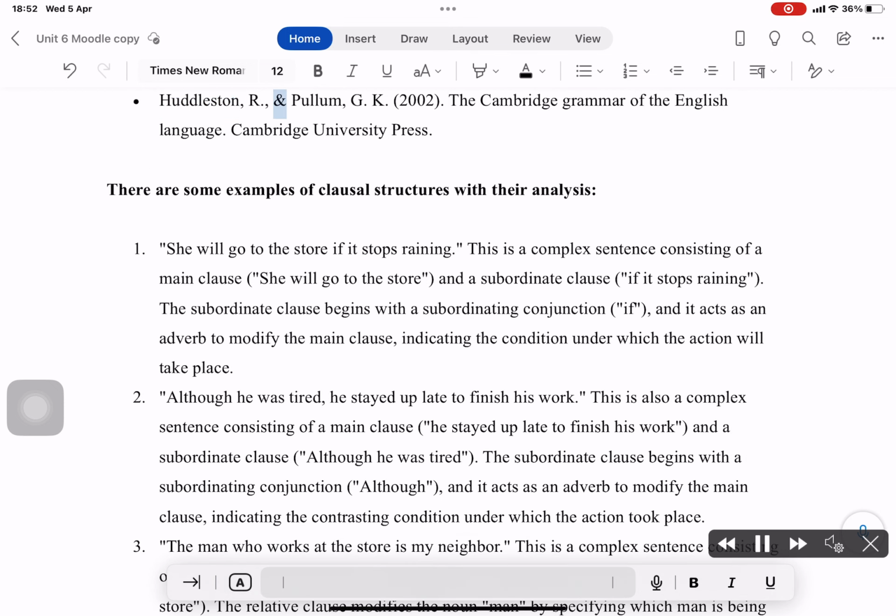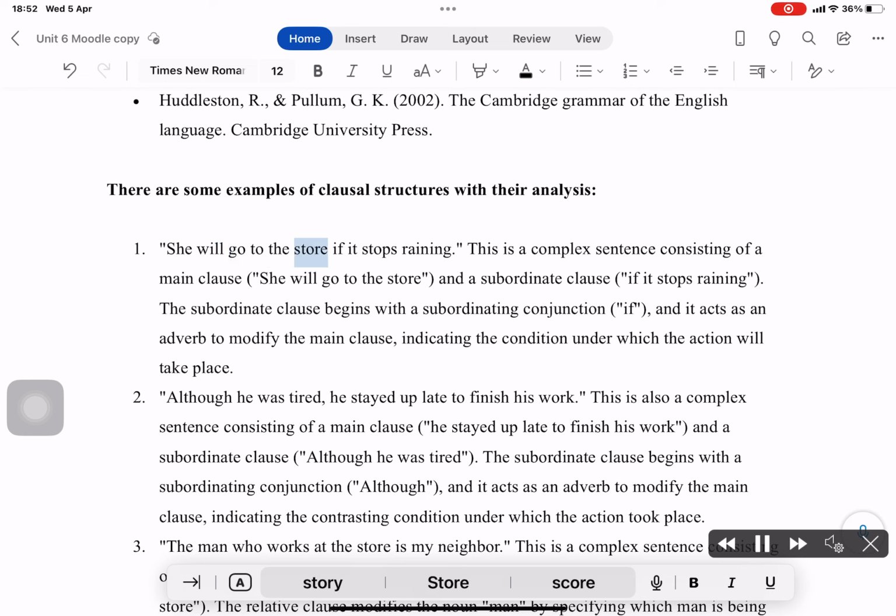Huddleston, R., and Pullum, G. K. 2002. The Cambridge Grammar of the English Language. Cambridge University Press. There are some examples of clausal structures with their analysis.